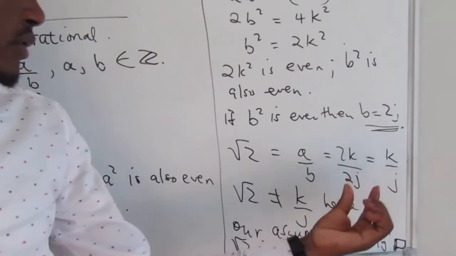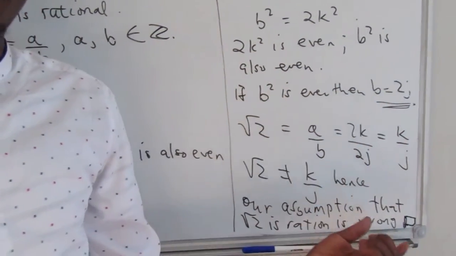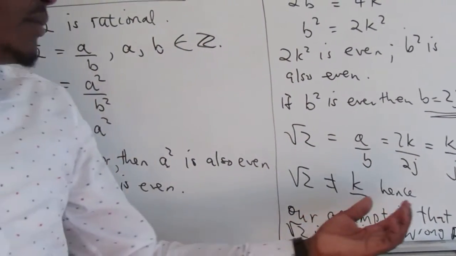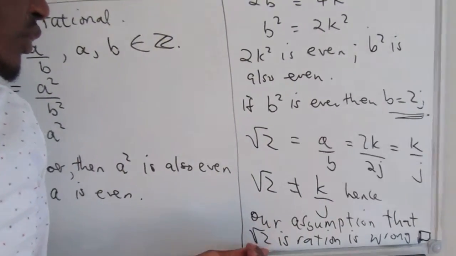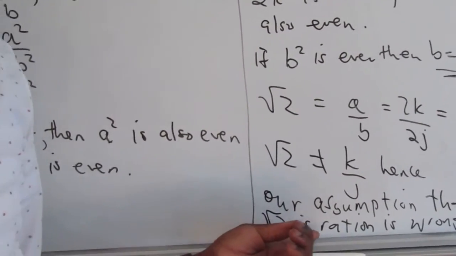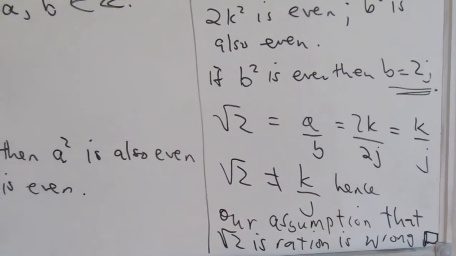But surely we know that root 2 cannot be written in the form k over j. Then this then means that our assumption that root 2 is a rational number is wrong. Then we have proved by contradiction.